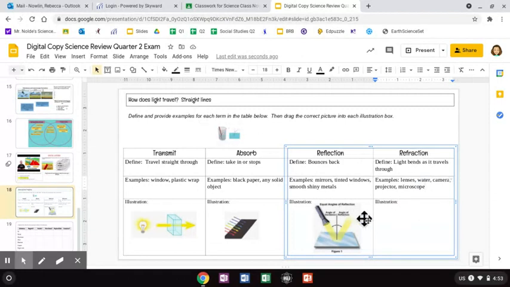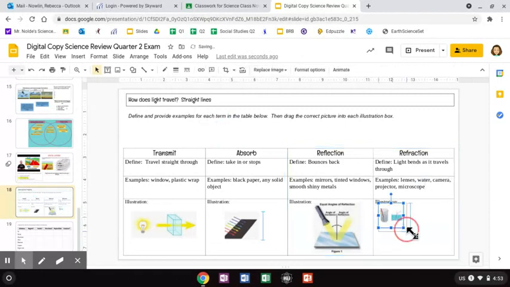And then the picture would be this one. So you have the straw in water, which is a very classic example of refraction, where the straw looks broken, or you can see here the actual light traveling into the water and bending.